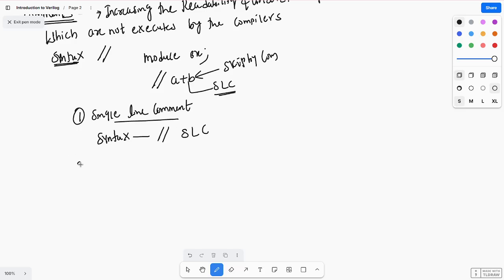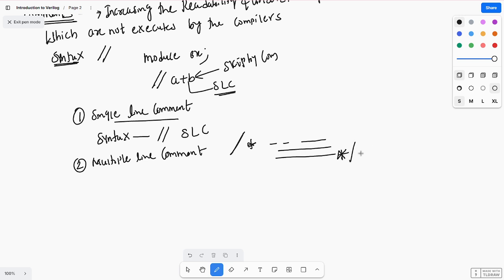Next, multiple line comment. It is represented like this: forward slash star, then multiple lines of comments, and it ends with star forward slash. Like this it is represented.